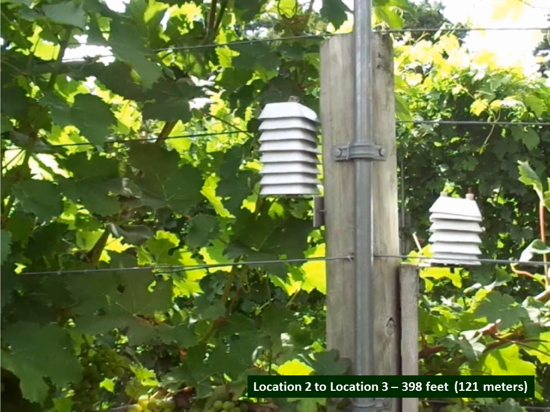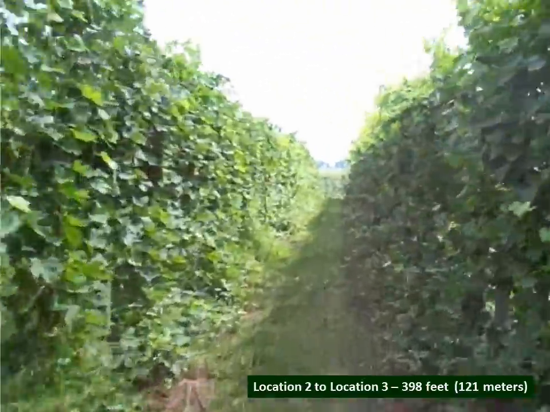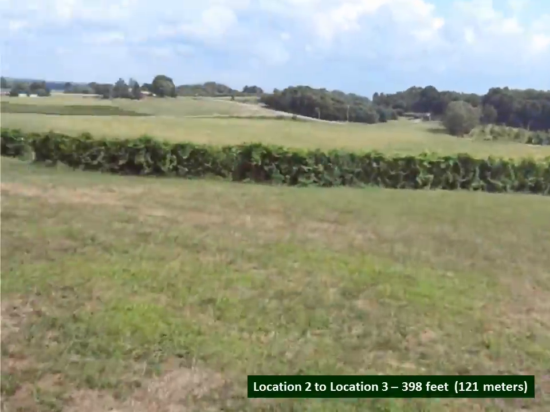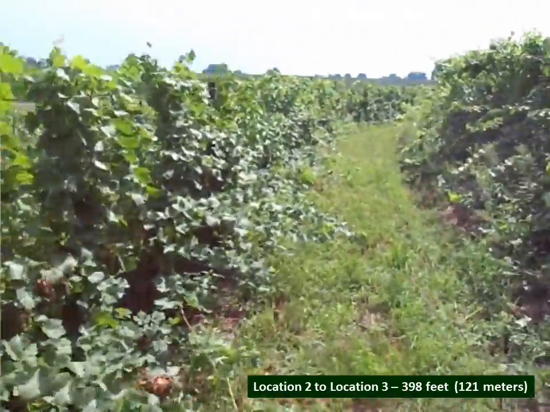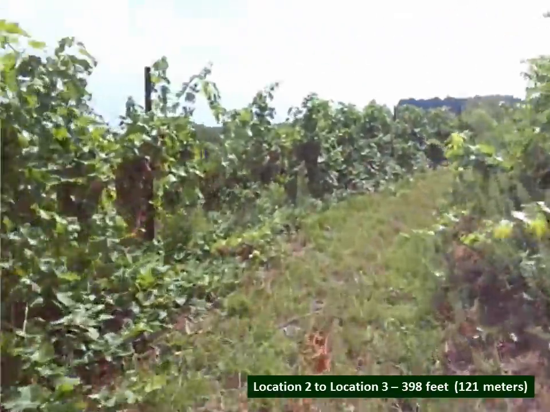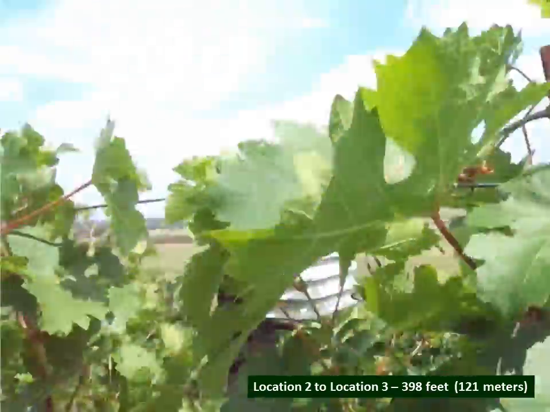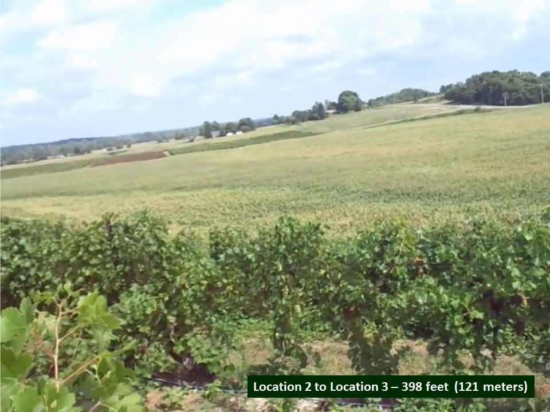Here we are, starting at location 2, and we go out the row of Cab Franc about another 100 feet, then zoom across the party area, start down the steep slope about 1/3 of the way, and go out on Terrace 4. And there's the next sensor. Sorry for being so shaky, and we're looking briefly down into the valley. That was a trip of about 398 feet or 121 meters.